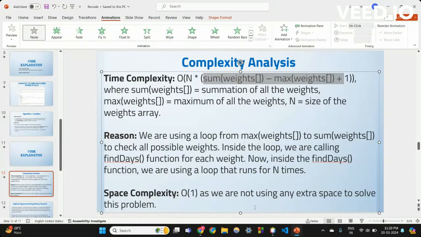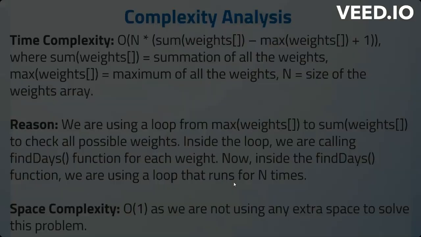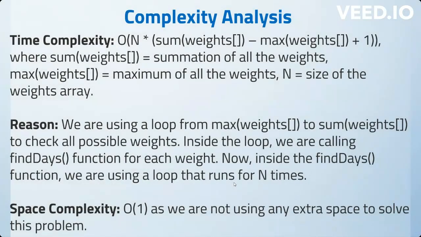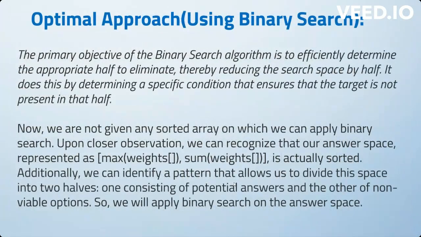which is quadratic time complexity. We usually do not prefer quadratic time complexity. Hence we need to optimize it. To optimize, we use binary search. The primary objective of the binary search algorithm is to efficiently determine the appropriate half to eliminate, thereby reducing the search space by half. So in this, you can say we need a sorted array to perform binary search.